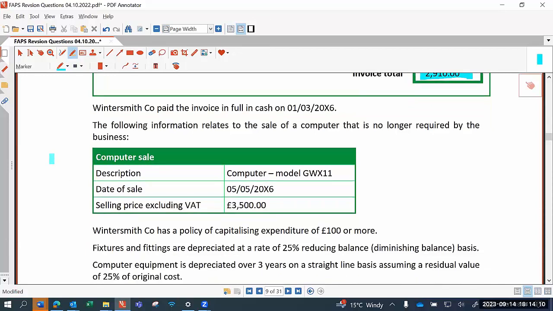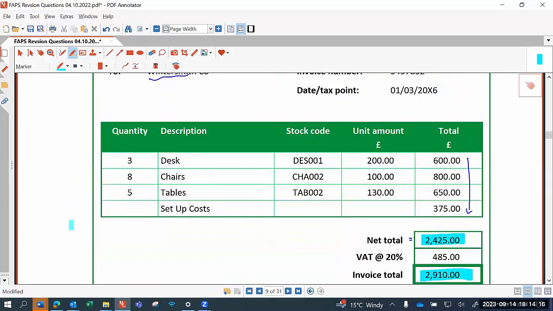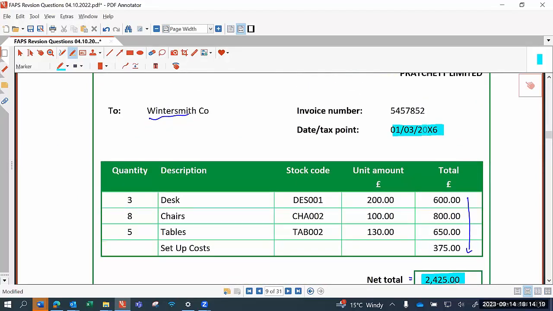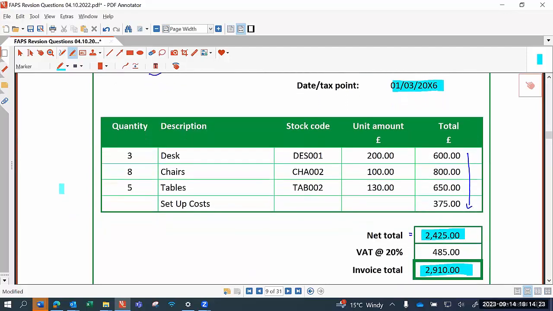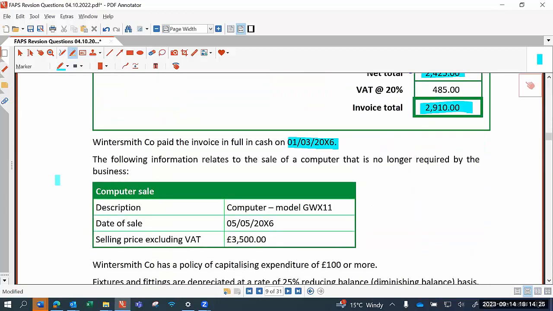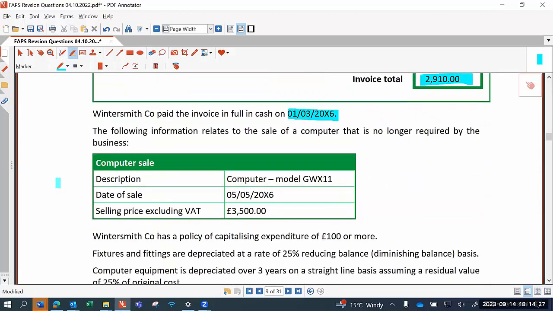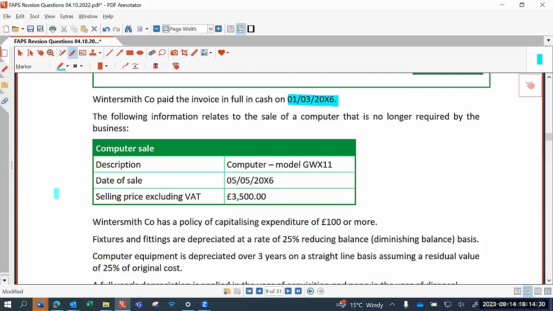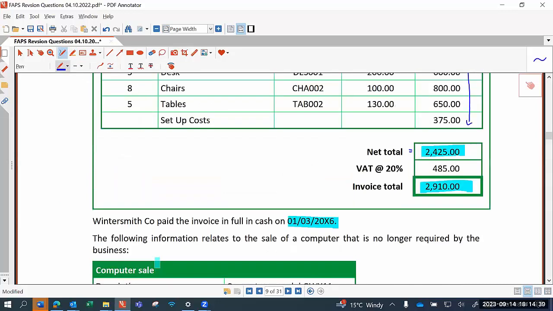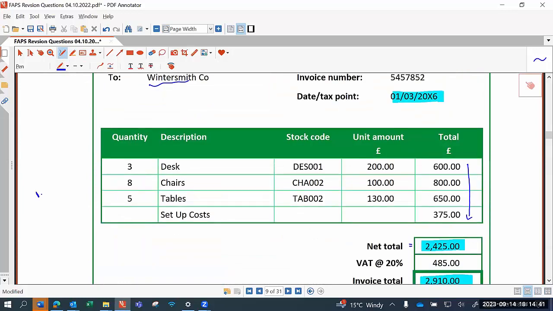Wintersmith Co. paid the invoices in full in cash on the 1st of March XD6. Let's see what the invoice date was. 1st of March XD6. So it was like a cash purchase then, if you like, on the day that they got the invoice, the day that they actually bought and paid for the goods. The following information relates to the sale of a computer that's no longer required in the business. So it looks like during the period, not only have they had some acquisitions, and I might just annotate my question here because these are acquisitions.